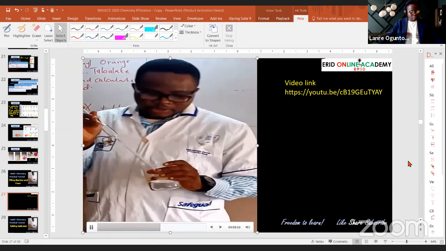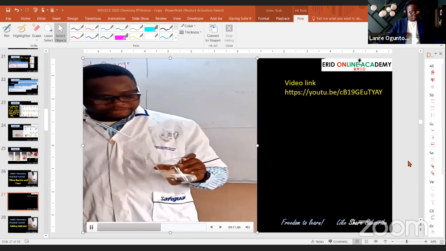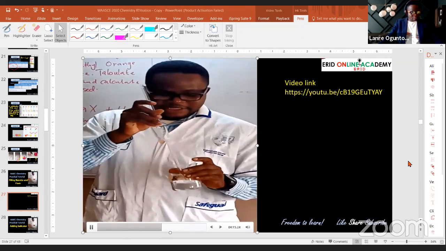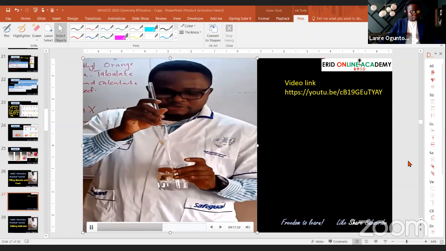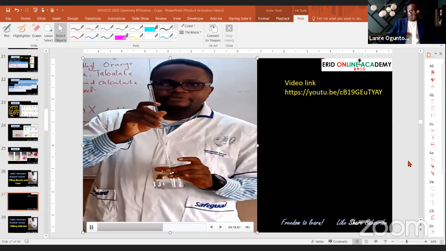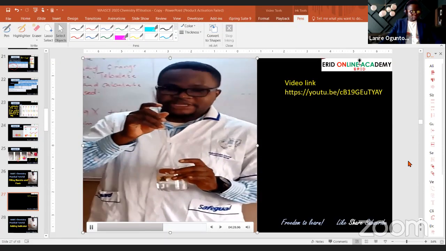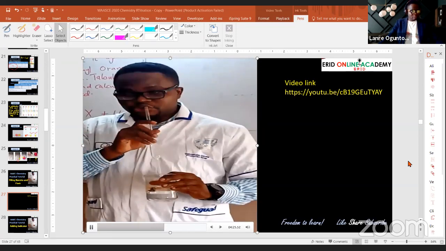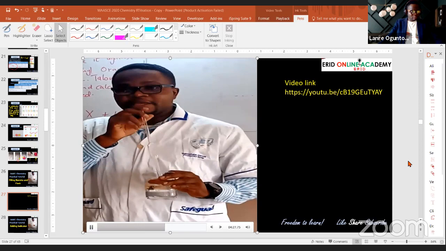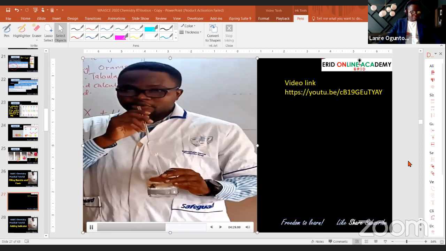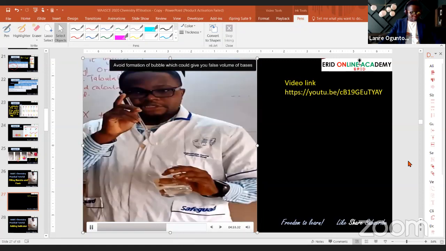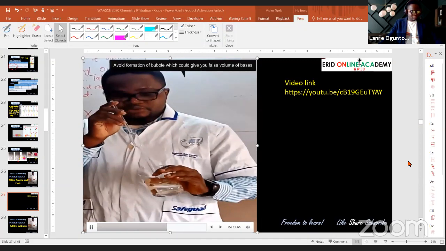Now, what are the rules in using this pipette? If I dip this pipette into the alkaline solution, don't let your pipette touch the bottom of your beaker. If it touches the bottom of your beaker and you're trying to use suction pressure to take your alkaline, it's going to form bubbles. So make sure it's at the middle, just at the middle. It's not touching the bottom. Okay, that's very good, just for your personal safety.